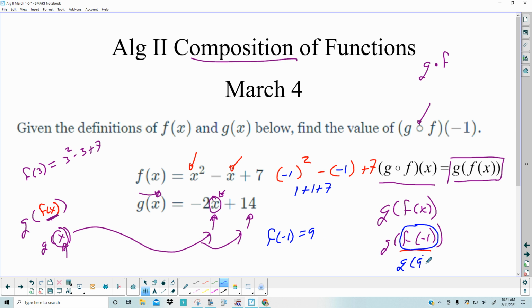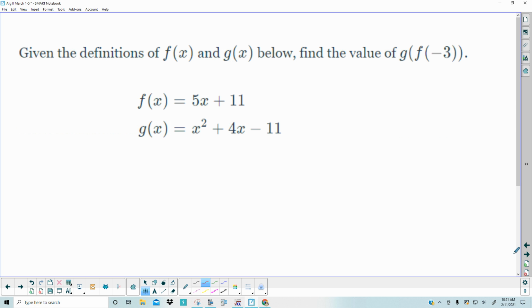G of 9. I just want g of 9 now. So fill a 9 into g. -2 plus 14, and I'm filling a 9 right there. So that's -18 plus 14. The answer for this is -4. Okay, we'll try it again.